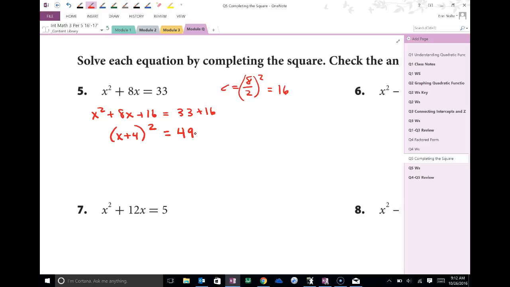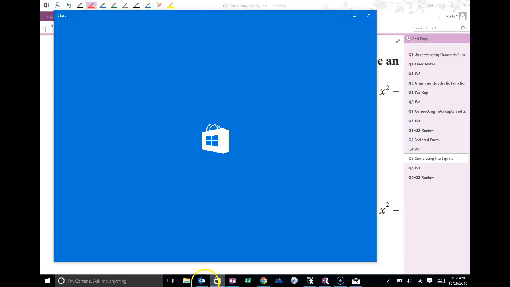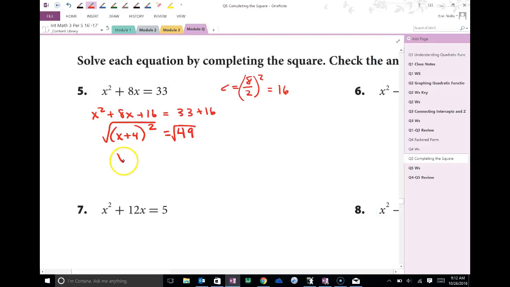Okay, now I'm going to solve this algebraically. How do I get rid of a square? Square root. So my next step is I'm going to square root both sides. So what's left on the left-hand side? Okay, on the right-hand side, what is the square root of 49? And be very careful. Plus or minus 7. There's technically two numbers on that side. I have a positive 7 and I have a negative 7.